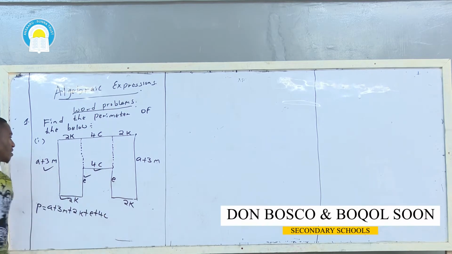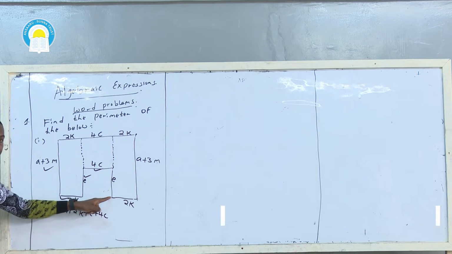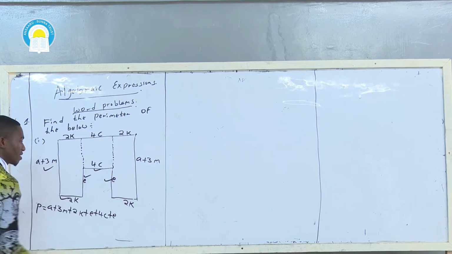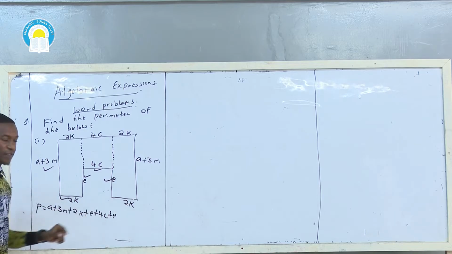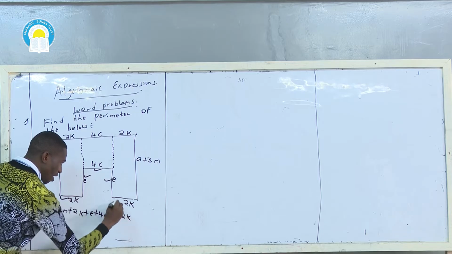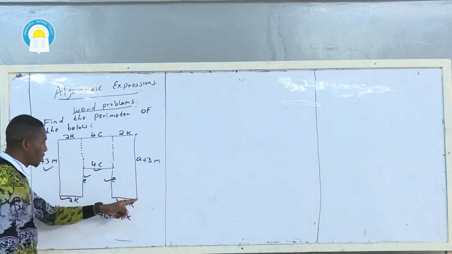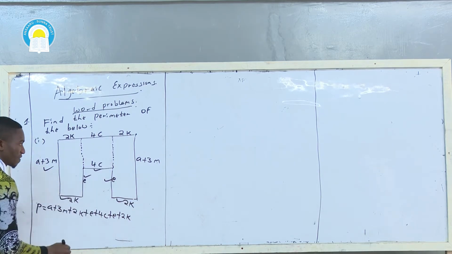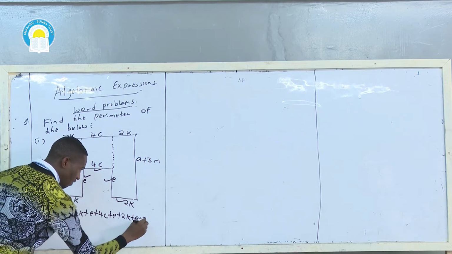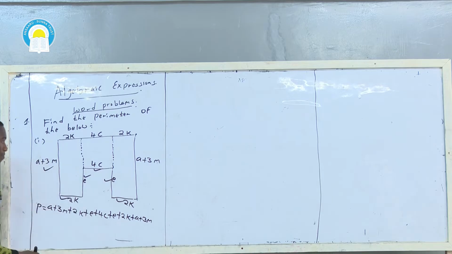I will tick it. From here to here is E. I will write plus E. I will tick it. From here to here is 2k. I will write plus 2k. I will tick it. From here to here is A plus 3m. I will write plus A plus 3m.